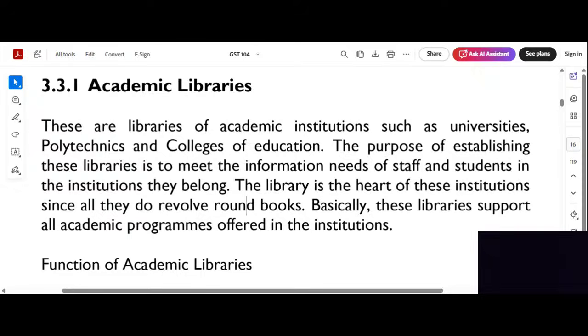The purpose of establishing these libraries is to meet the information needs of staff and students in the institutions they belong to. What type of library is that? Academic library. So the library is the heart of these institutions since all they do revolve around books. Basically, this library supports all academic programs offered in the institutions.